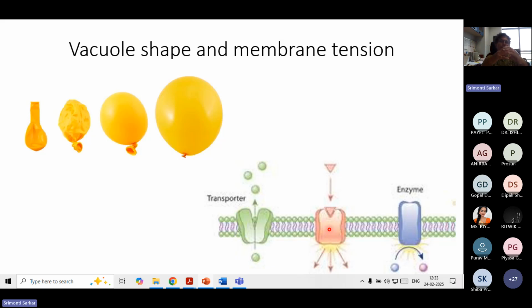Without showing you the calculation, we've done this, and this is very well established, that if you decrease the surface area to volume ratio, then the tension of that membrane, of the reduced surface area membrane, actually increases. So what we now are proposing is that this rapid change in the shape of the yeast vacuole in response to ethanol is actually a very early response that yeast cells have to maintain the tension of the vacuole membrane.